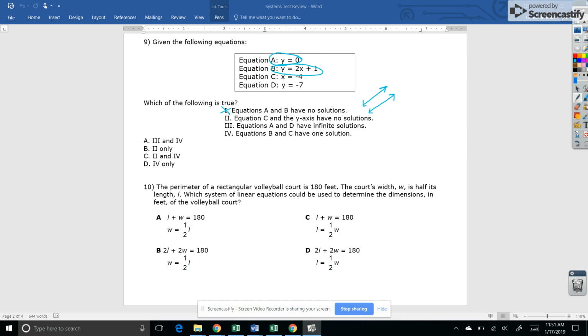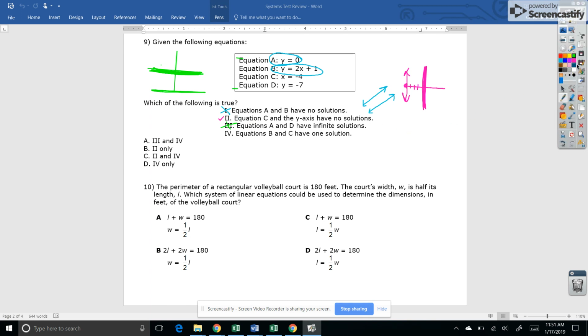Equation C and the y-axis have no solutions. Okay, so the y-axis is here. And the line x equals -4 only has an x-intercept. Okay, so yeah, those are parallel. Equations A and D have infinite solutions. Okay, A and D. No, those are going to be parallel again. So y equals 0 is the x-axis. Y equals -7 is down here. Those are parallel, so they would have no solution.